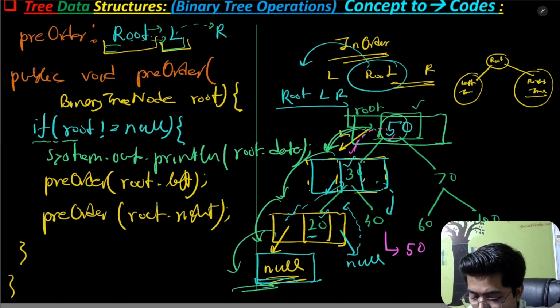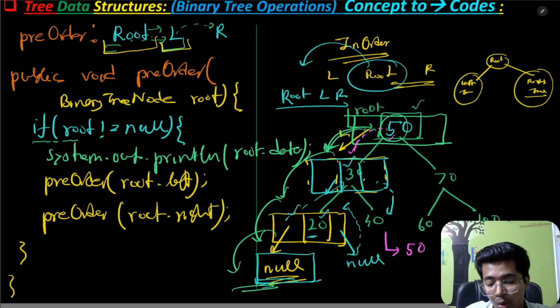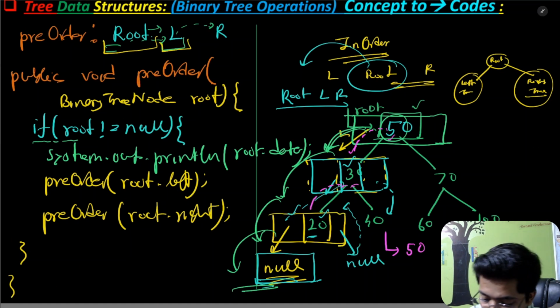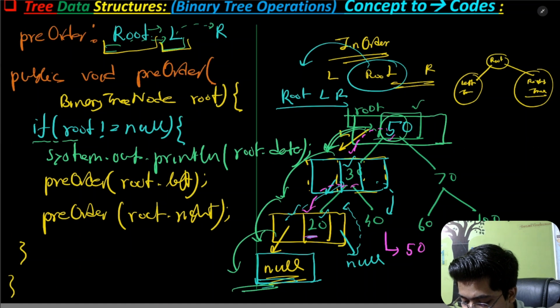When we get 30, again we have to process the root element, so we'll be getting 30. Whenever we shift, we have to note the root element here, 30. Again we traverse the left section and we get 20, so we'll be printing 20. Once we got 20, there are no elements, it encounters null, so we return. Now we have already processed 20 on the left side, we'll be processing the right side, 40, so we'll print 40.